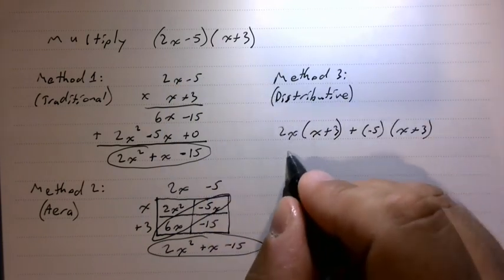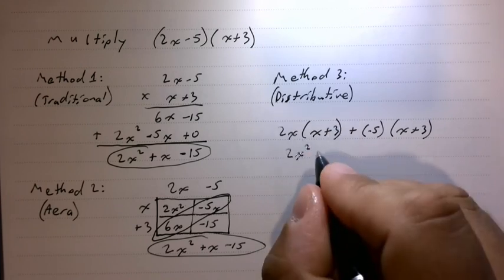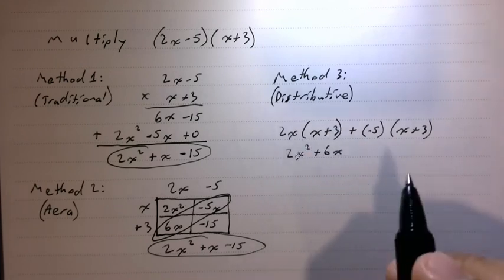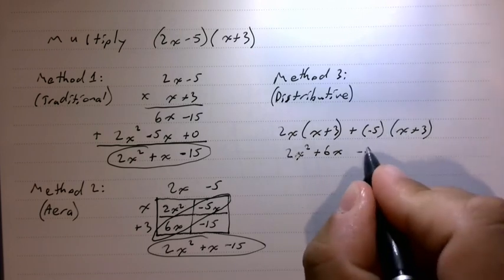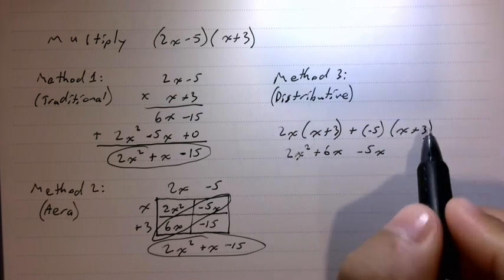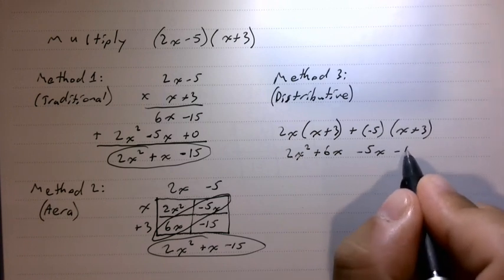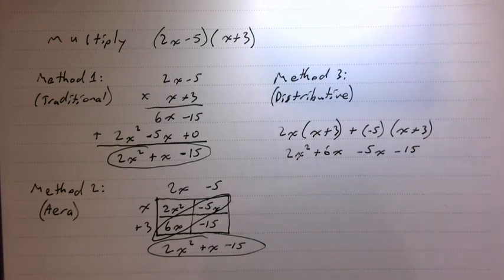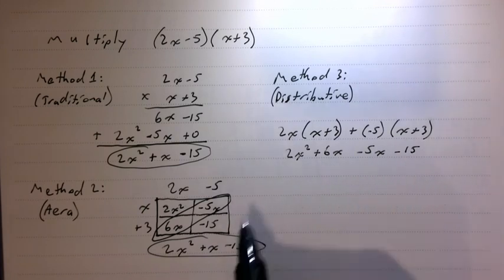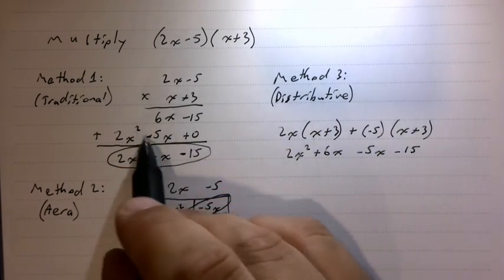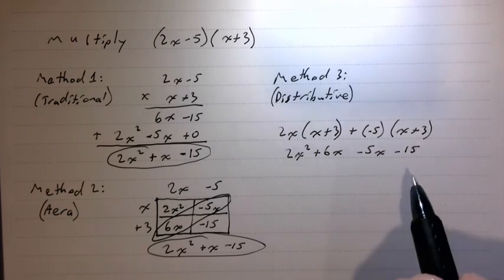So 2x times x, 2x squared, 2x times 3 is positive 6x. Now the negative 5 times x is negative 5x, and the negative 5 times 3 is negative 15. You'll notice again, these little products, as I've been calling them, are the same as they were in each of the other problems, but organized again a little differently.